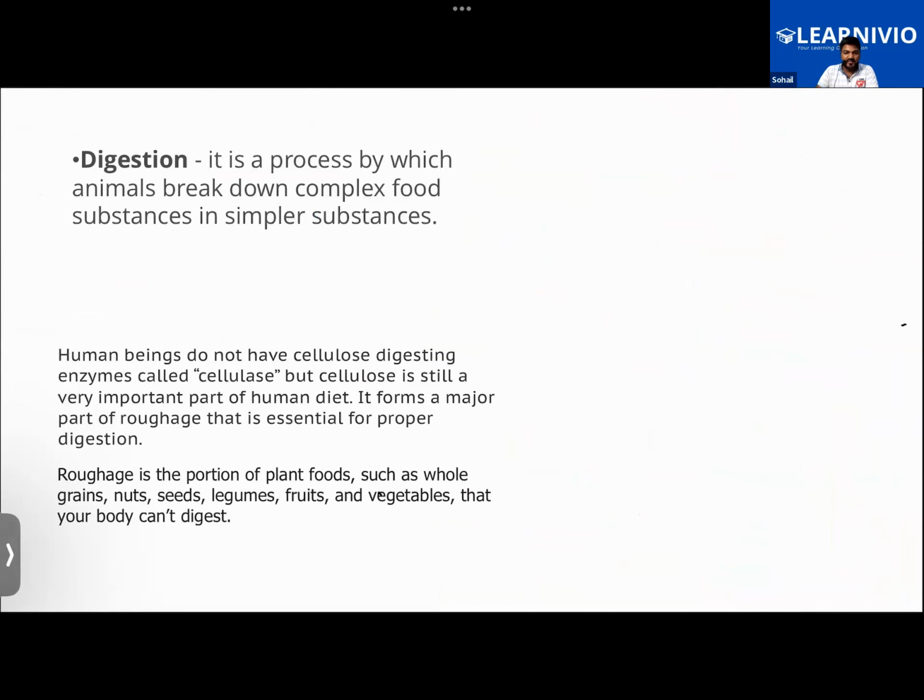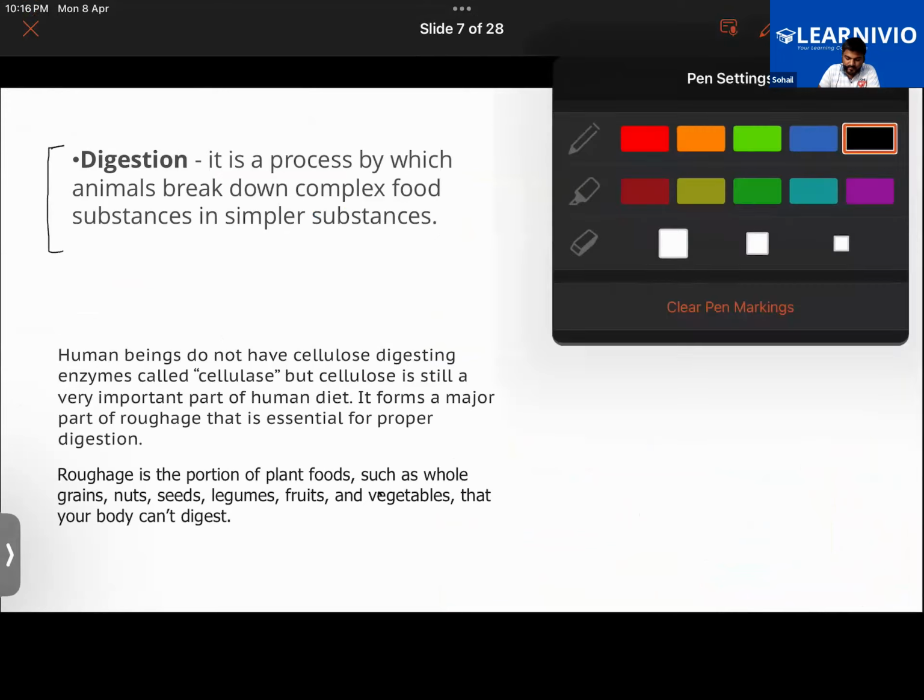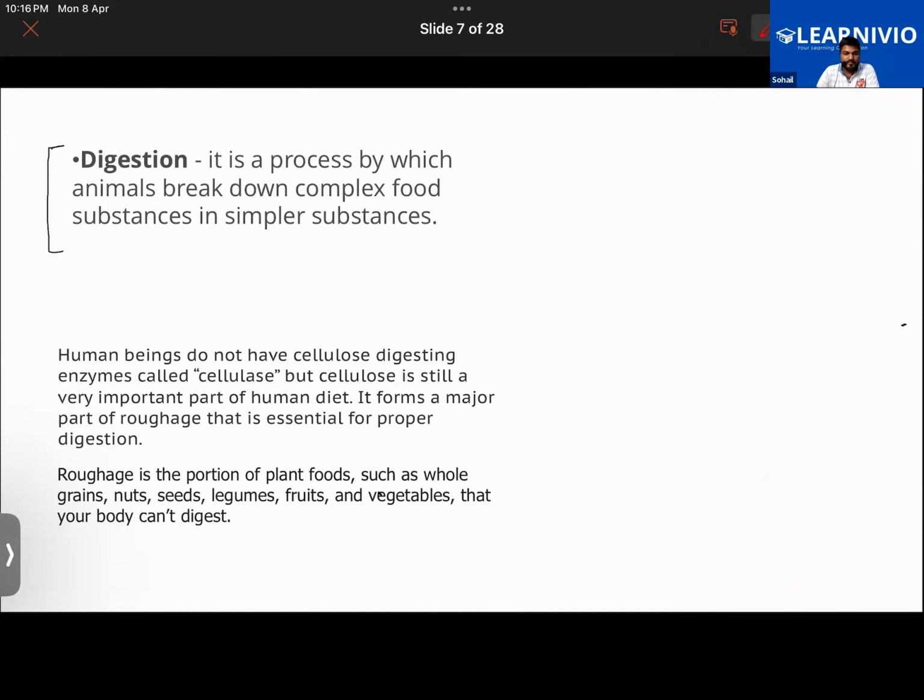Abu, read the first paragraph. What is digestion? Read this. It is the process by which animals break down complex food substances in simple steps. Okay. So it is simply a process by which animals break down complex food substances into simpler substances. So we can't take the energy from the complex form of the food until and unless it is broken down into simpler substances. So that's the whole point of digestion.